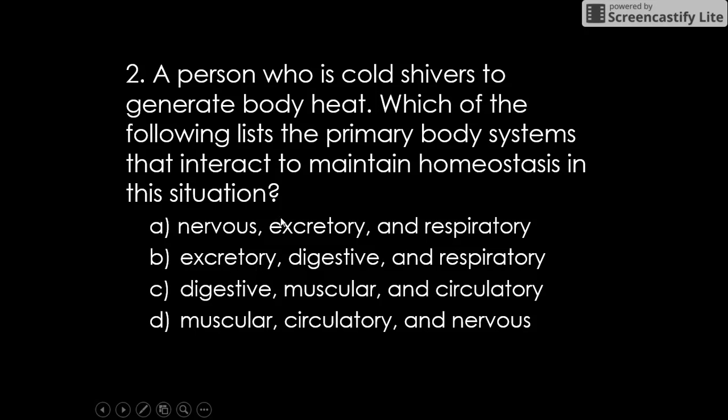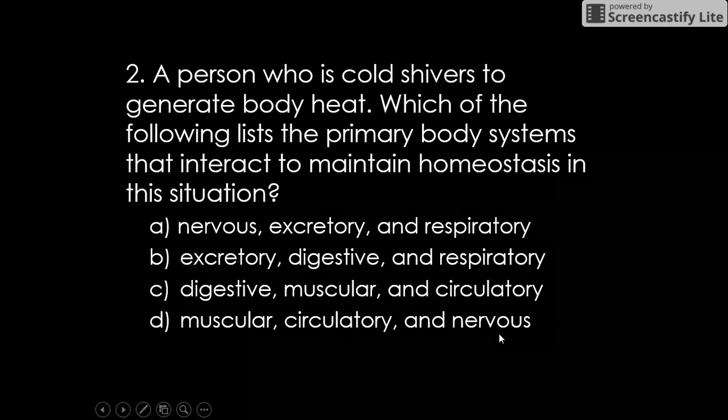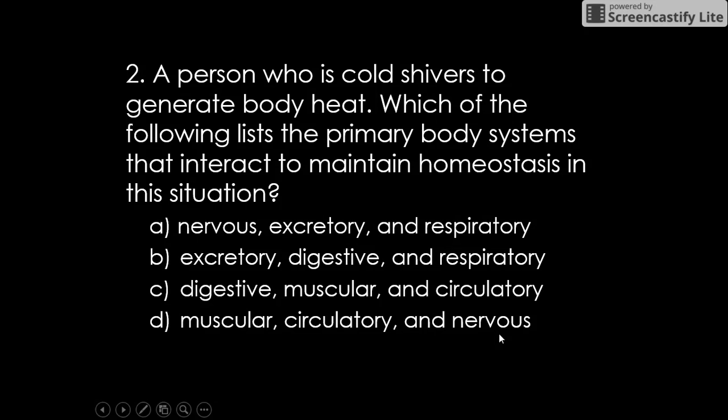So we can eliminate A and B. Is it our digestive system? That's not going to cause us to shiver. It is going to be D, our muscles, our circulatory system, our blood, and our nervous system, our reactions to things. That's what's going to cause us to shiver.